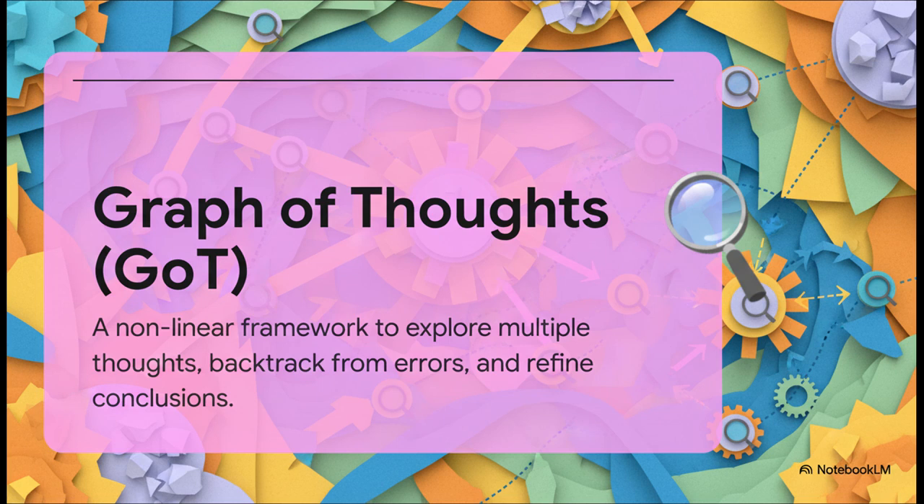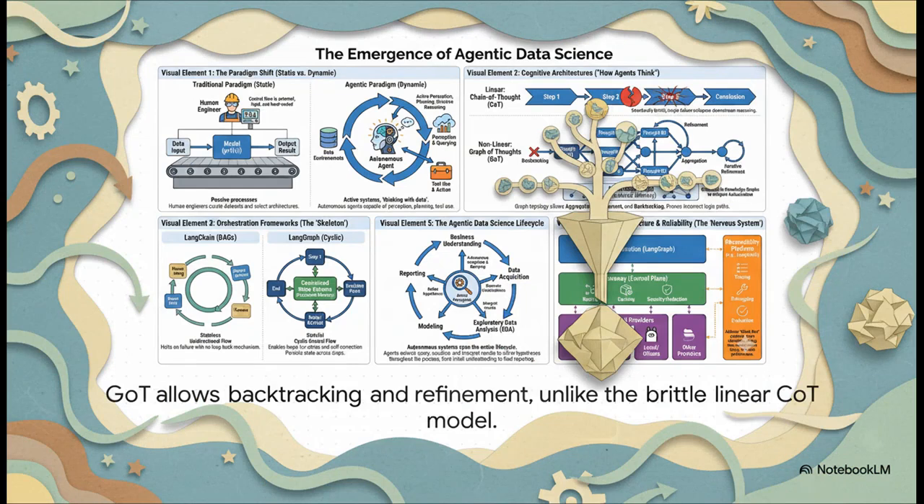But that's where a much smarter model comes into play, graph of thoughts, or GoT. Instead of that one fragile chain, this lets the agent explore a whole bunch of different lines of reasoning at the same time. It can check out different paths, merge the good ideas, and this is the genius part. It can hit a dead end, backtrack, and try a different path without having to scrap everything and start from scratch.